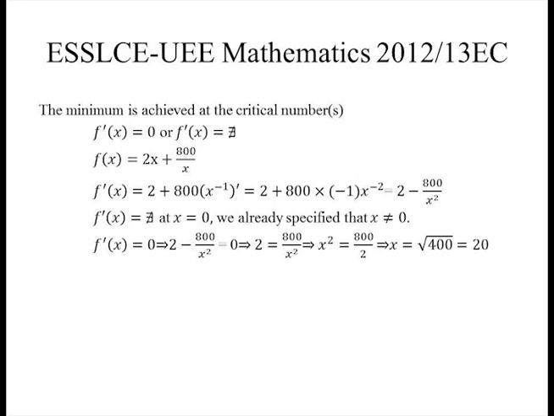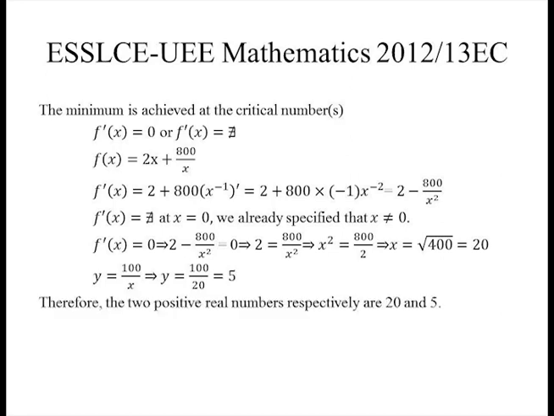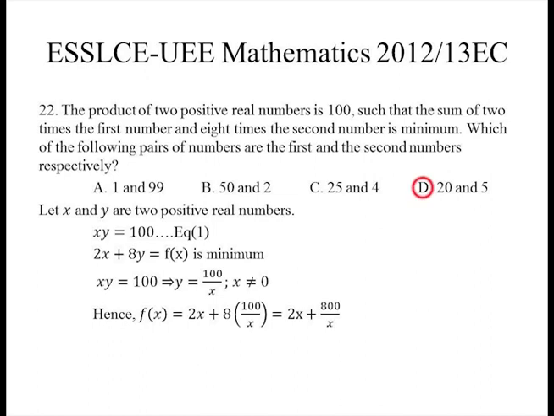If x is 20, y is equal to 100 over x. This implies y is equal to 100 over 20, which is equal to 5. Therefore, the two positive real numbers respectively are 20 and 5. So choice D is the correct answer.